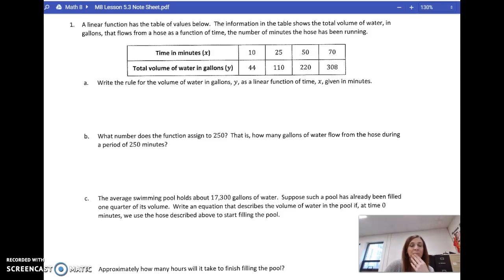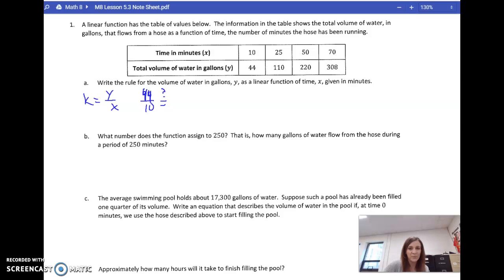Okay. Now, what we want to check first is to see if there's a constant. Because if there's a constant, we know it's proportional. It goes through 0, 0. So, how do we do that? Well, we find our constant, y divided by x. So I'm going to say is 44 divided by 10. It's 44 there, sorry.